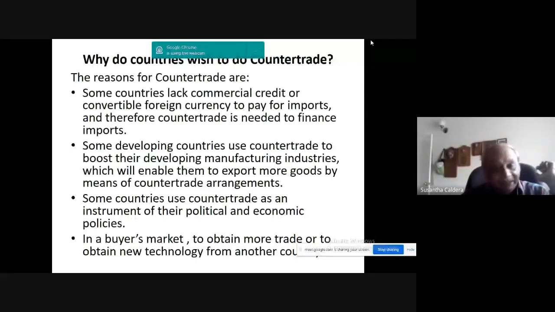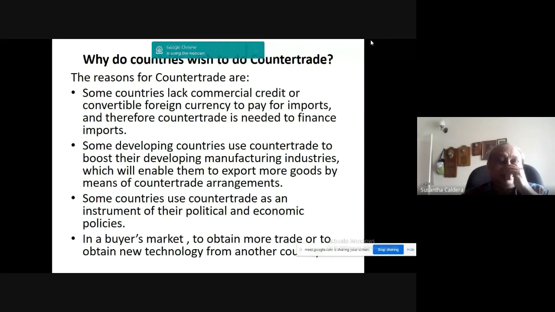The reasons for counter trade are, or if I ask you a question, you might get a question like this: why do countries wish to do counter trade? So I might ask you a question: what is counter trade, and why do countries wish to do counter trade? If you get a question like that, then the answer should be: the reasons for counter trade are that some countries lack commercial credit or convertible foreign currency to pay for imports.